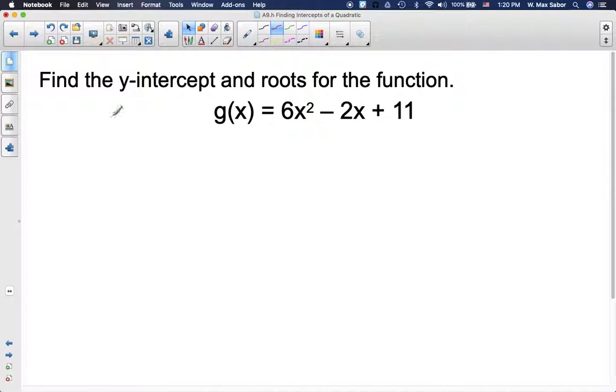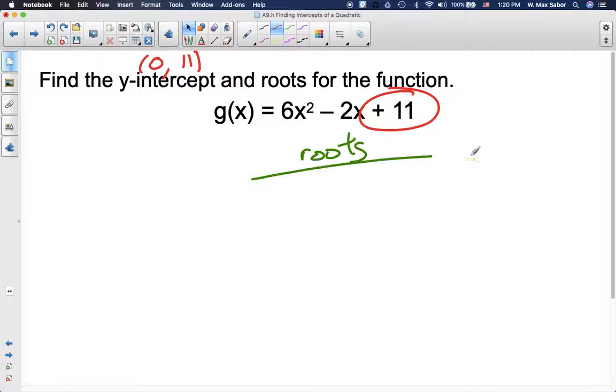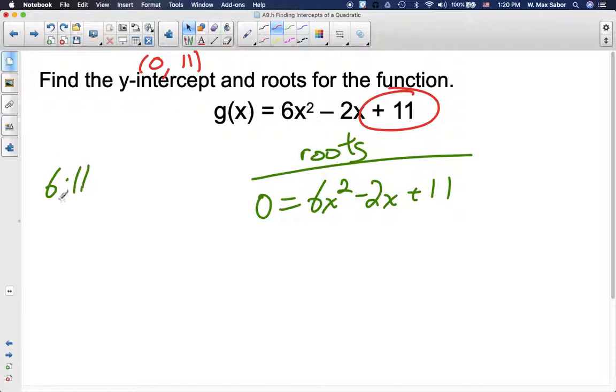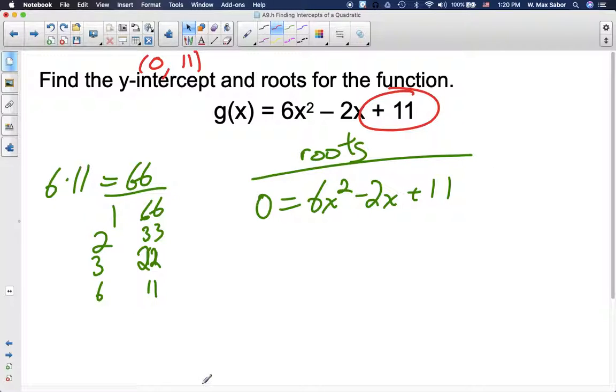The y-intercept here is going to be 0, 11 from there. The roots, set 0 equal to 6x squared minus 2x plus 11. Let's do 6 times 11, getting 66. 1 and 66, 2 and 33, 3 and 22, 6 and 11. And I think that's it. Which means that this can't be solved with factoring.